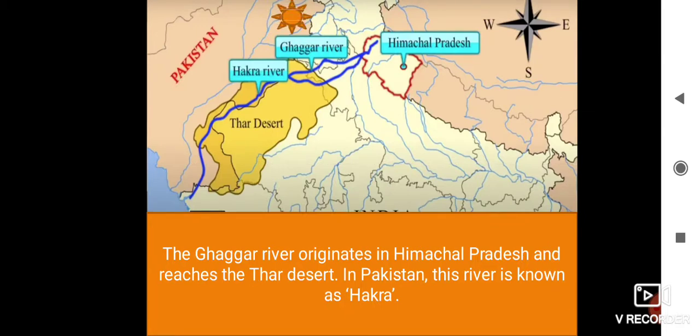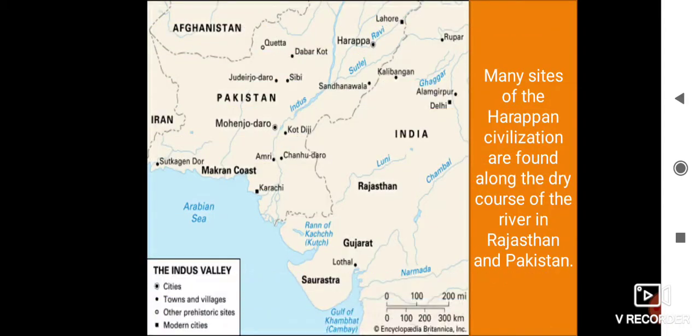The Ghaggar River originates in Himachal Pradesh and reaches the Thar Desert. In Pakistan, this river is known as Hakra. The Harappan cities Harappa and Mohenjo-daro. Many sites of Harappan civilization are found along the dry course of the river in Rajasthan and Pakistan.